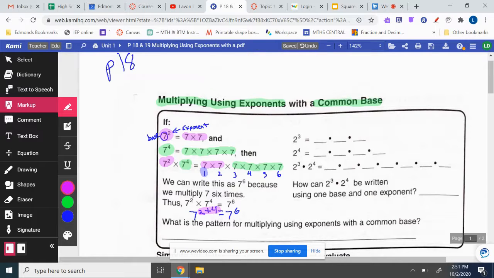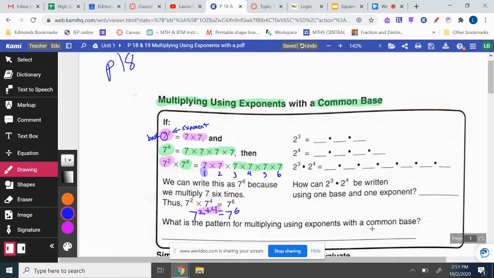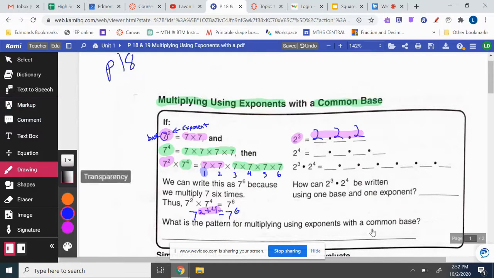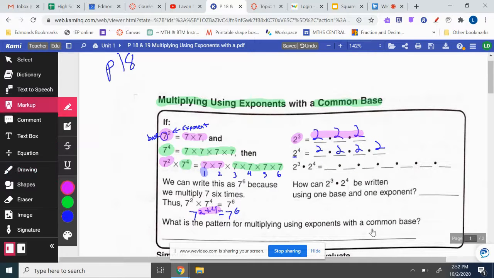So they give us another example. So let's try this out. We have 2 times 2 times 2. Awesome. And let's highlight that one so you guys can see it. And these are going to be red or purple. And then we have the same base again, which is 2. We're going to go 4 times. 1, 2, 3, 4. And we'll highlight that one as green.